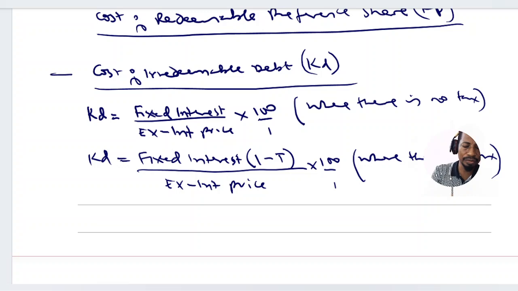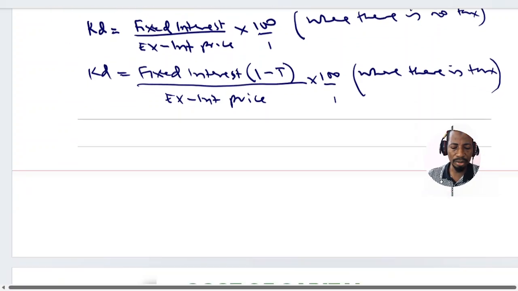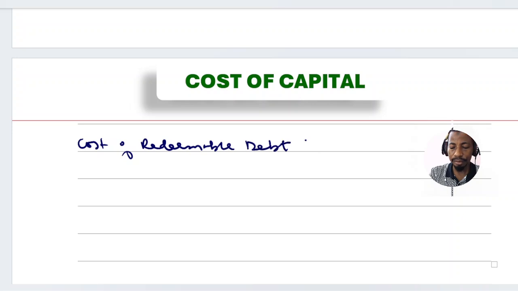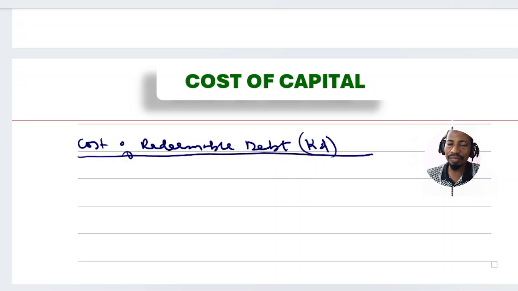So we have discussed cost of irredeemable. Then let's talk about cost of redeemable debts. So the cost of redeemable debts is similar to cost of redeemable preference share. The redeemable debt is the one in which the company will pay both the annual fixed interest and the principal at the maturity date. Okay, so the cost of redeemable debt is computed as internal rate of return.